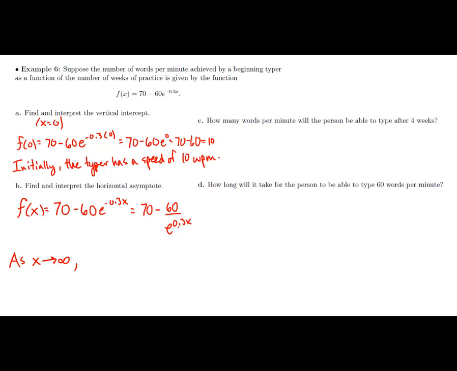What happens to f of x? Well, over here, the bottom gets really, really big. So I have 60 divided by a really, really big number. And if I take 60 divided by a really, really big number, like 60 divided by 1,000,000, we know that that number is getting really close to 0. So this approaches 0 when the x gets big. So as x gets really large, we know that f of x gets close to 70, right? Because that second term there with 60 over e to the 0.3x gets close to 0.